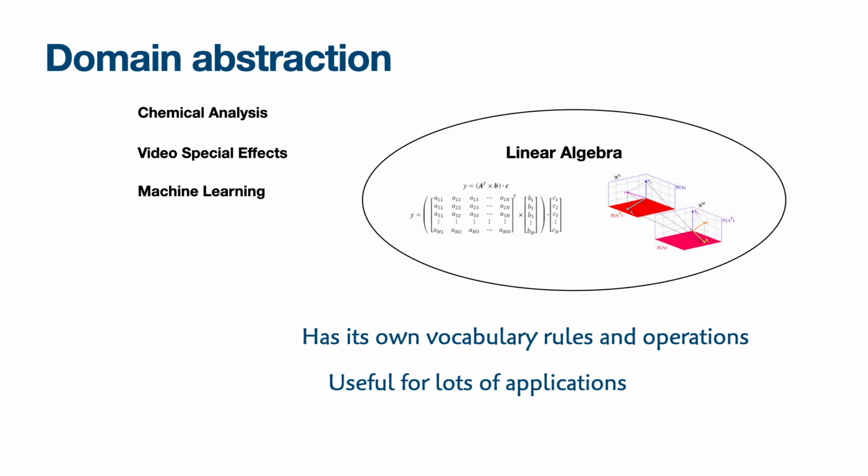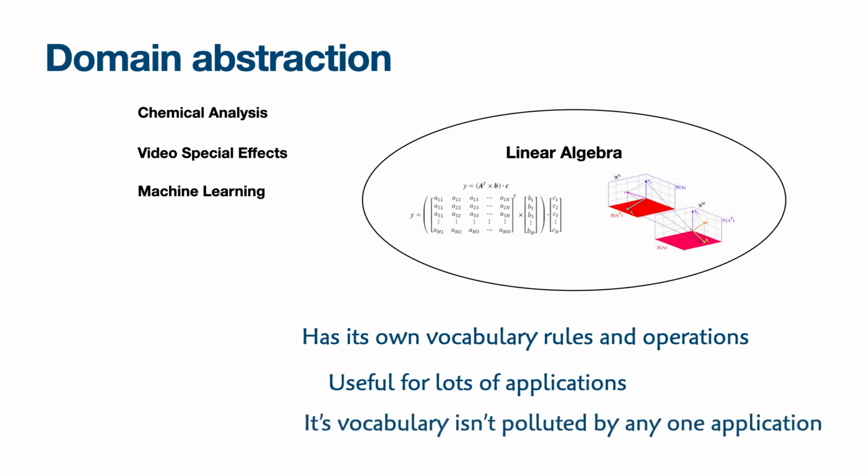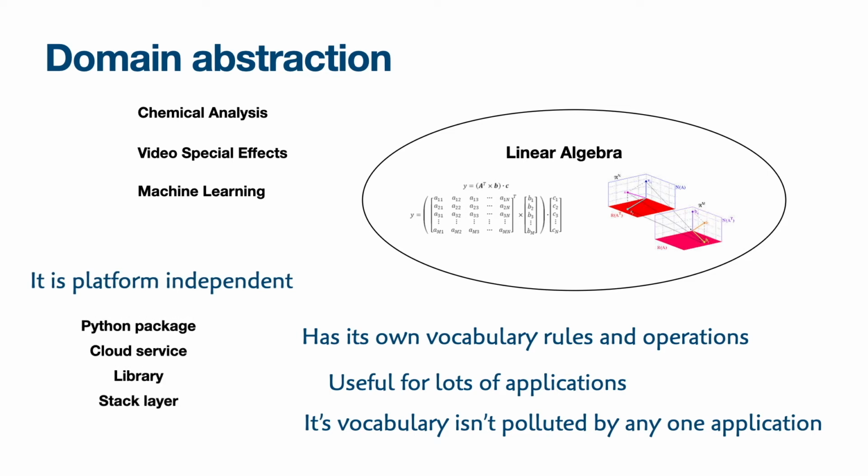Linear algebra is linear algebra. There is no special linear algebra just for chemistry or for machine learning. Finally, the subject of linear algebra is entirely platform independent. You can deploy it as a cloud service, Python package, library, stack layer, and so forth. But the way you package it doesn't change the underlying rules and concepts. This example domain is already well understood, and there's generally no need to call it out. The trick on a complex system is to quickly identify the not-so-obvious domains necessary to cut through the complexity.